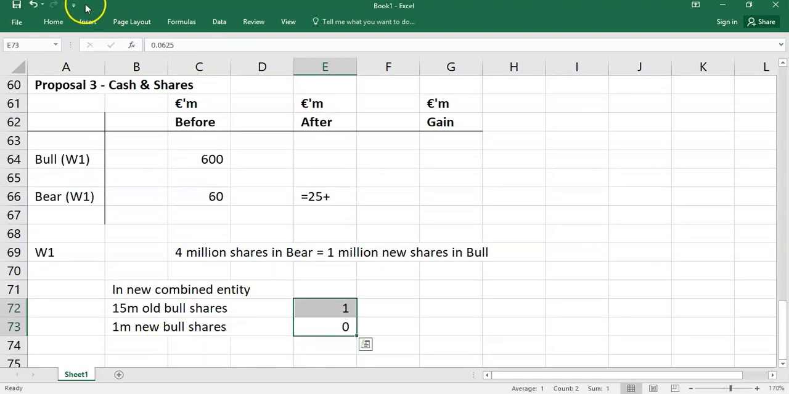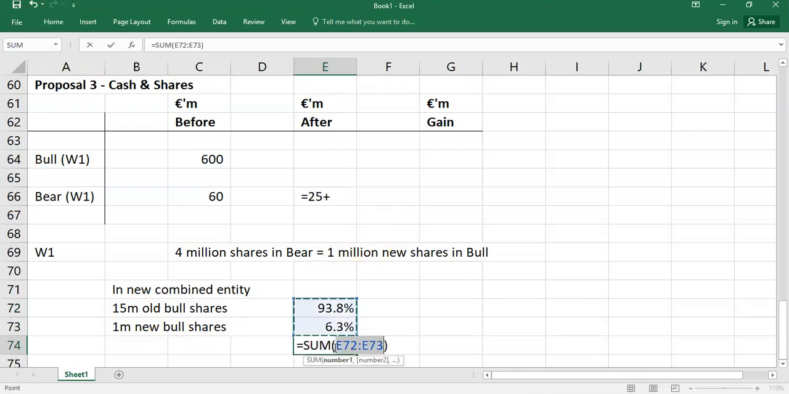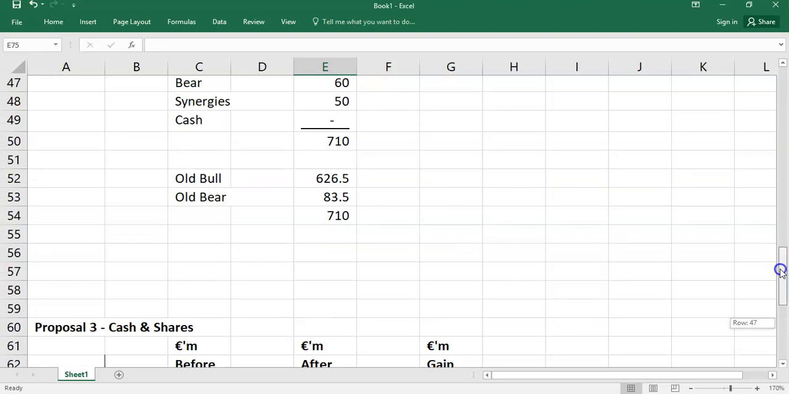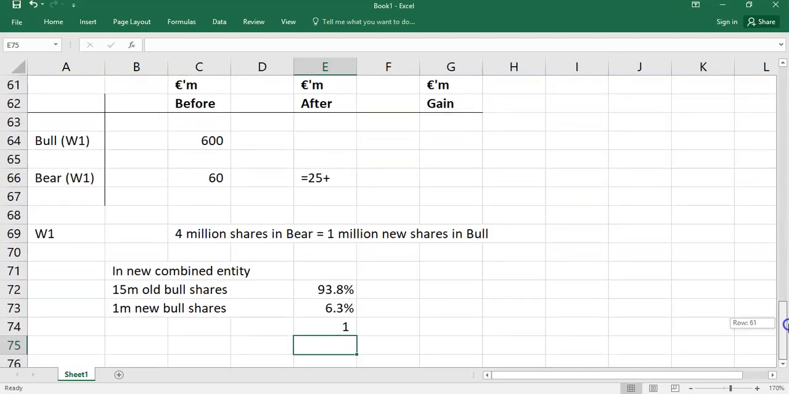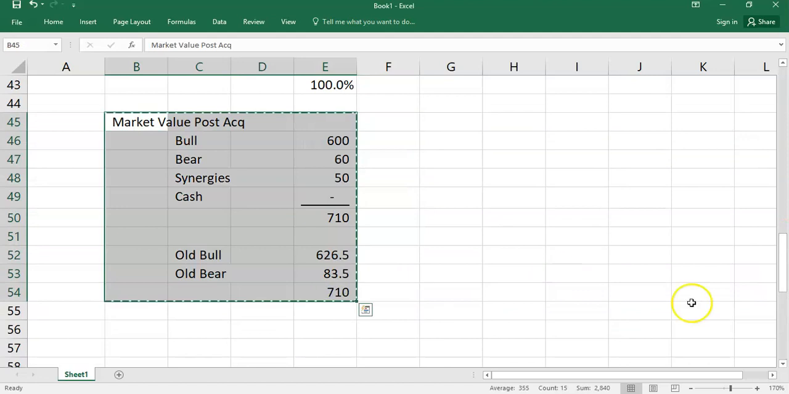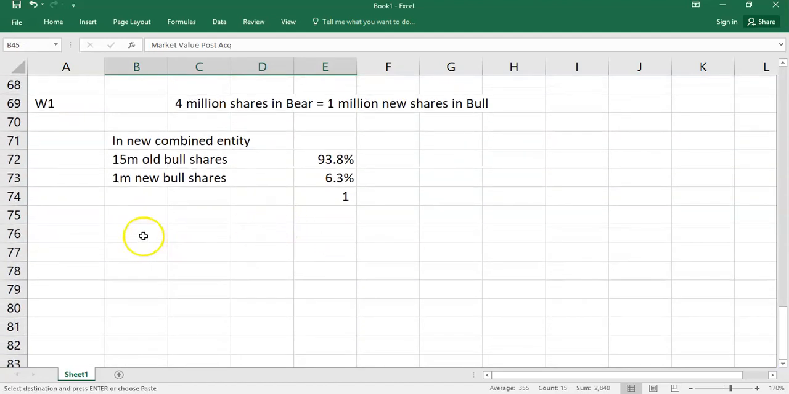So put those in percentages just to show the shareholding. So there is a dilution of control, but it's less than before. So you're diluting control now to about 6.3%, whereas before you were diluting control to about up here 11%. So it's less dilution because you are paying some cash. So what's the market value then post acquisition? Well, let's bring down the same working as we did before. Come down here and you're looking at the market value post acquisition.